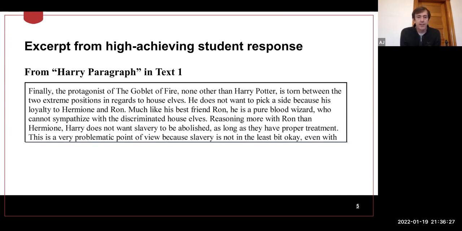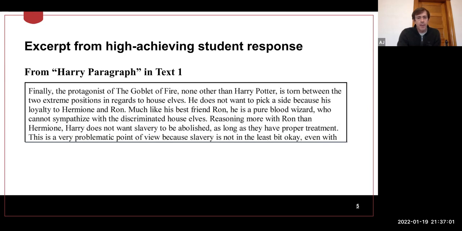Finally, the protagonist of the Goblet of Fire, none other than Harry Potter, is torn between the two extreme positions in regards to house elves. He does not want to pick a side because of his loyalty to Hermione and Ron. Much like his best friend Ron, he is a pure-blood wizard who cannot sympathize with the discriminated house elves. Reasoning more with Ron than Hermione, Harry does not want slavery to be abolished as long as they have proper treatment. This is a very problematic point of view because slavery is not in the least bit okay, even with the absence of brutality, the writer goes on to say.